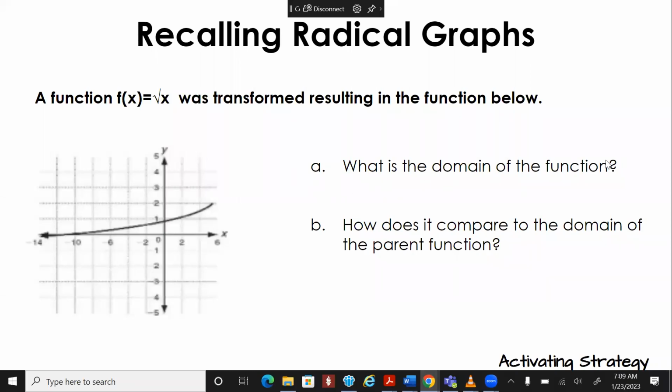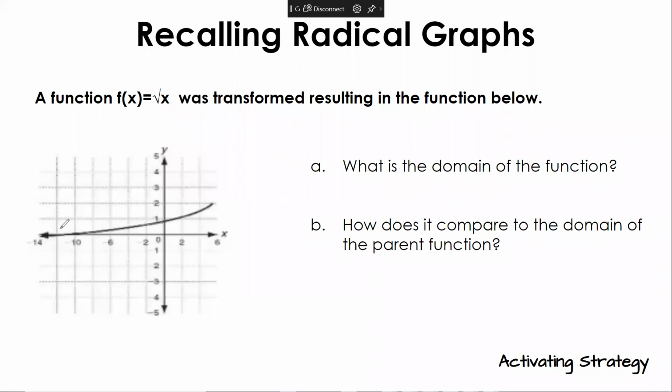So what is the domain of this function? What is the domain of this function? So how far left does it go? It should be 12 or 13. It's 12 or 13. So how far to the left does it go?